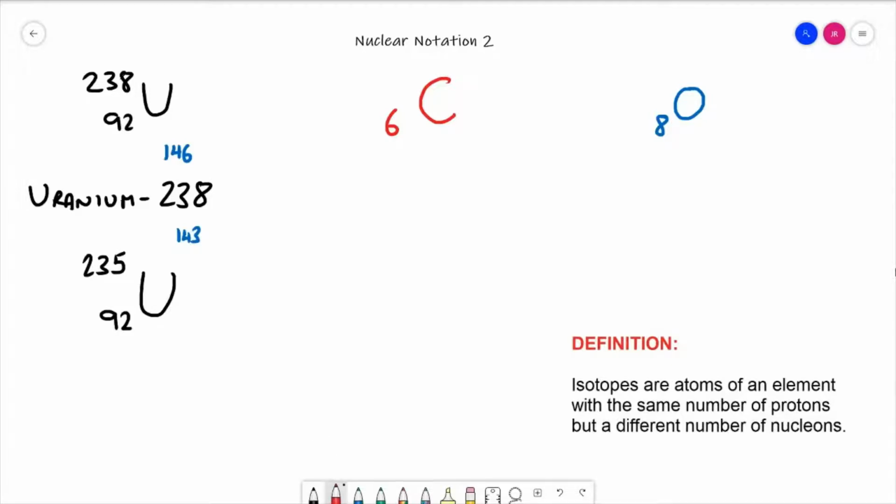To look at how that affects carbon, we can have carbon-12 and we can also have carbon-14, which are 2 common isotopes of carbon. For oxygen, the most common isotope that we get is oxygen-16. You can also get a little bit of oxygen-18, and there is even some oxygen-17 which occurs naturally as well.